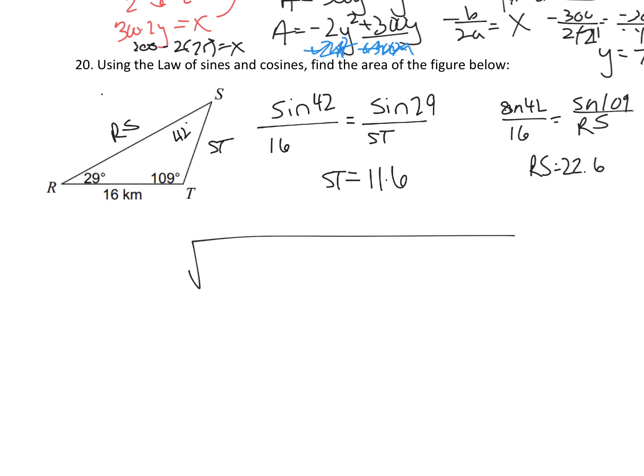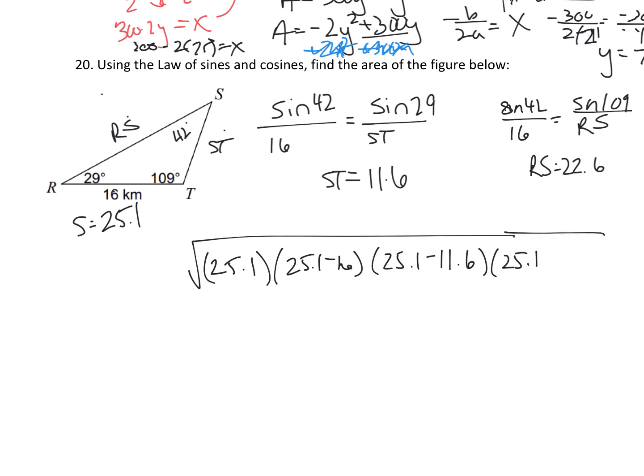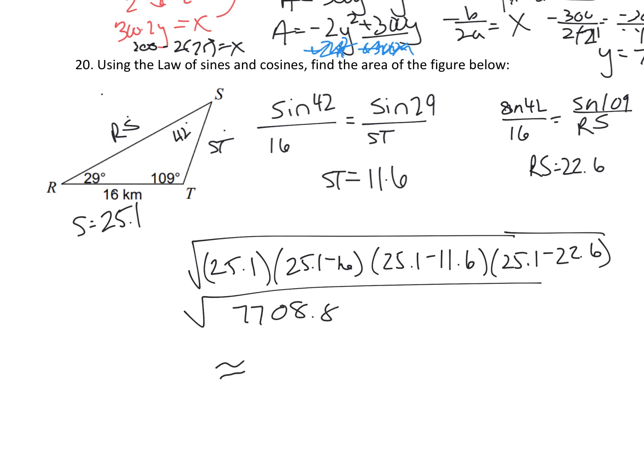So now I can actually go in and do Heron's formula. The semi-perimeter in this case is 25.1. That's if I add up all three sides and divide by 2. So the square root of 25.1 times the difference of each one. So this would be 25.1 minus 16, then the next component would be 25.1 minus 11.6, and then the next one would be 25.1 minus 22.6. So I get the square root of that final value, 7,008.8, which is approximately 87.8 kilometers.